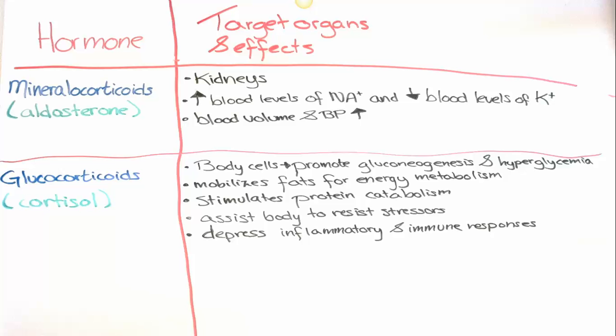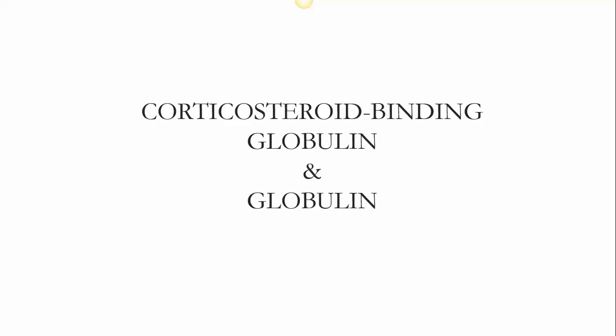Cortisol is an example of a glucocorticoid. Cortisol is stimulated by ACTH. It targets body cells to promote gluconeogenesis and hyperglycemia. It is also responsible for mobilizing fats for energy metabolism, stimulates protein catabolism, assists the body to resist stressors, and depresses inflammatory and immune responses. Cortisol, like aldosterone, is a steroid hormone. Cortisol binds largely to corticosteroid binding globulin and albumin.